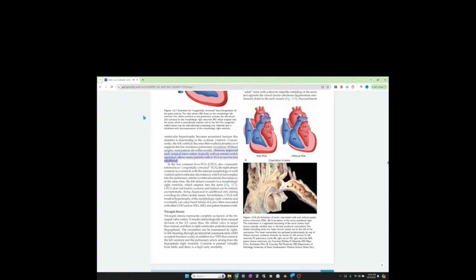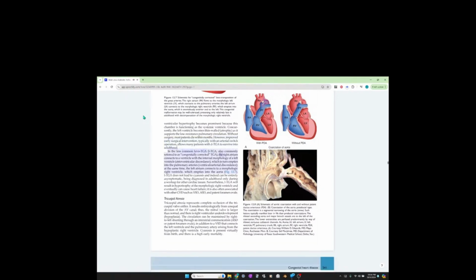In the less common levo-TGA, the right atrium connects to a ventricle with the internal morphology of a left ventricle, which in turn empties into the pulmonary arteries. At the same time, the left atrium connects to a morphologic right ventricle, which empties into the aorta.